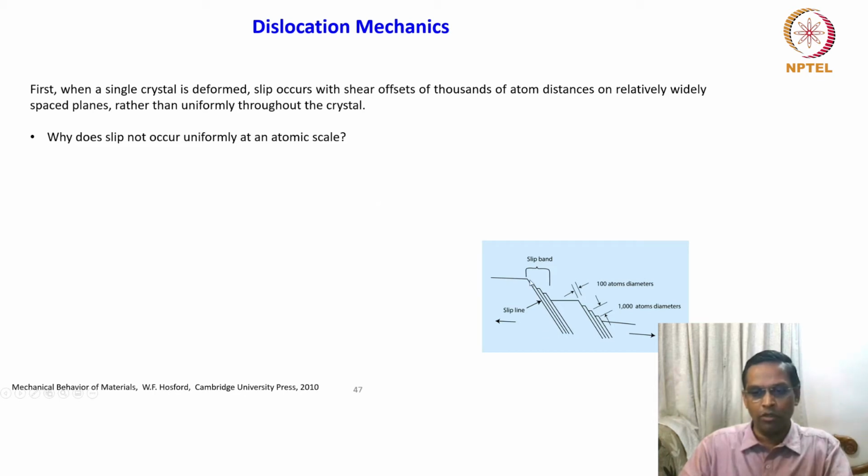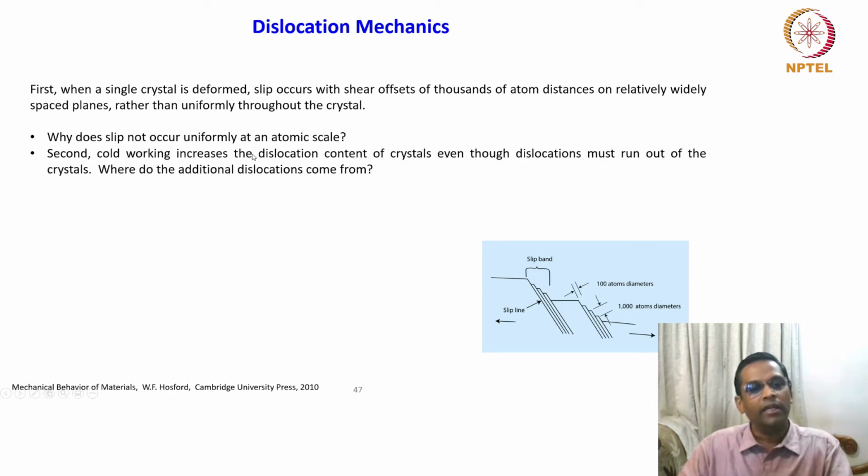Though this is not exhibiting the atomic scale image, if you imagine all these number of atoms shown here, it will not show uniform slip. There will be a gap here, and there is a gap here, and then steps come. This kind of steps happens with some intervals. So why does it happen?